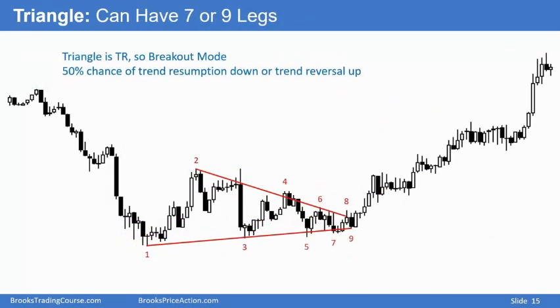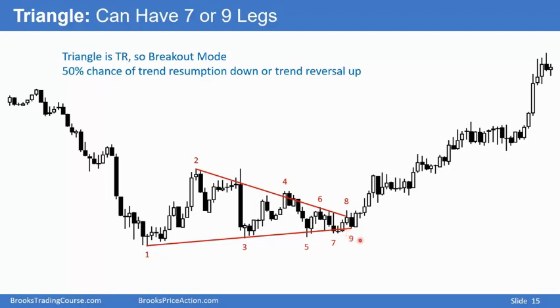I said a triangle has at least 3 pushes, 3 reversals. And here, we reversed up, reversed up, reversed up, reversed up, reversed up. This is a horizontal pattern. The line on top is trending down. The line on the bottom is trending up. So it's converging. It's a triangle.